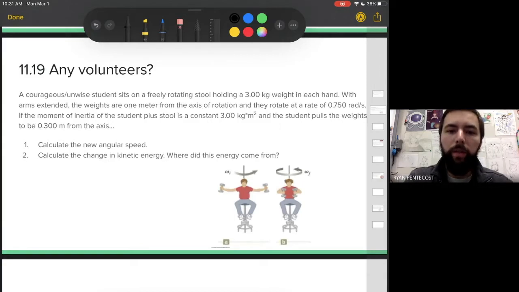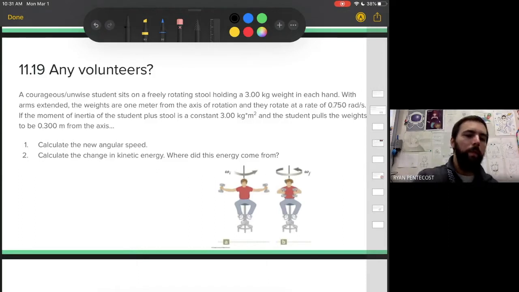With arms extended, the weights are 1 meter from the axis of rotation, and they rotate at a rate of 0.75 radians per second. If the moment of inertia of the student plus stool is a constant 3 kilograms square meters, and the student pulls the weights to be 0.3 meters from the axis, calculate the new angular speed and calculate the change in kinetic energy. Where did this energy come from?